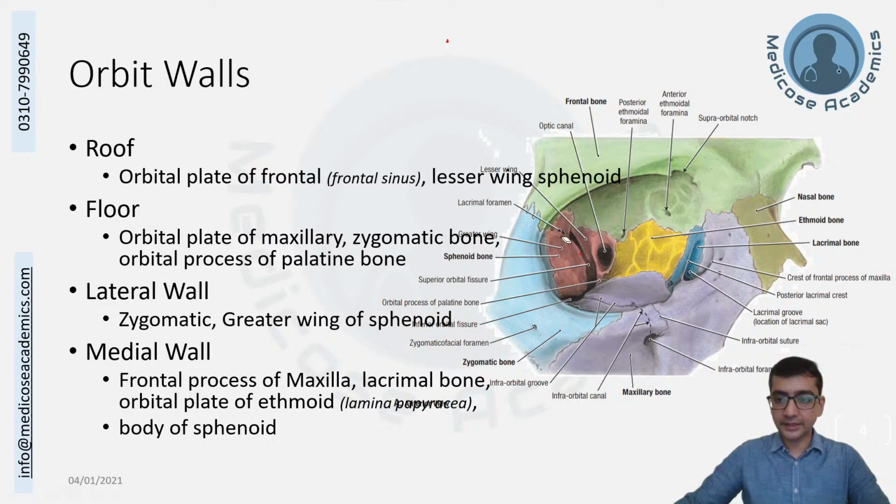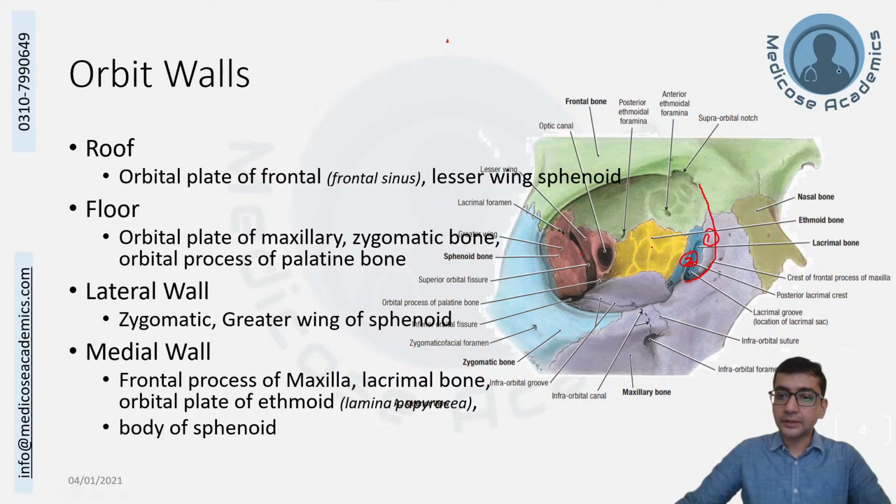That leaves us with the medial wall. The medial wall contains a large number of bones. If we go from front to back, you can see this is the margin of the orbit. From this margin to here, there will be part of the maxilla, the frontal process of maxilla. Then we will see the bone that is shown in the blue here. This is the lacrimal bone.